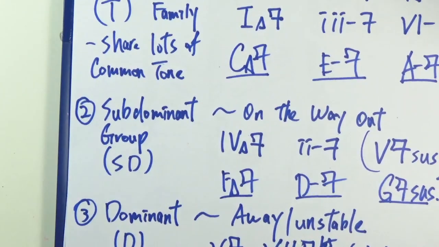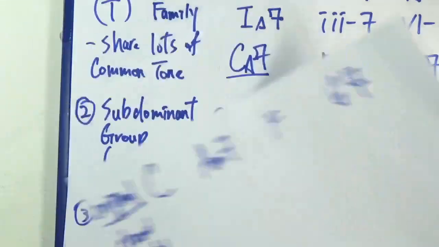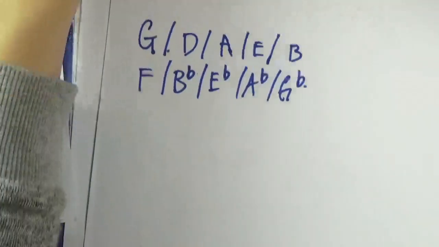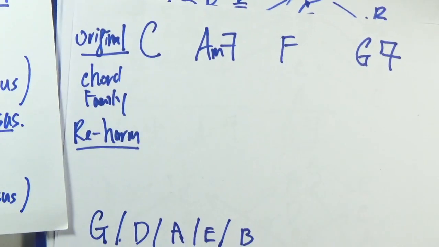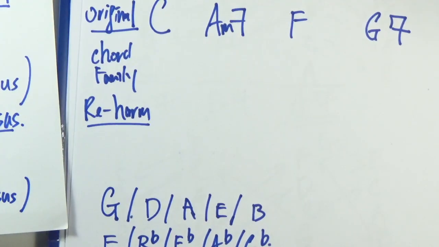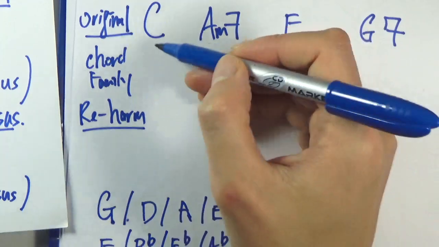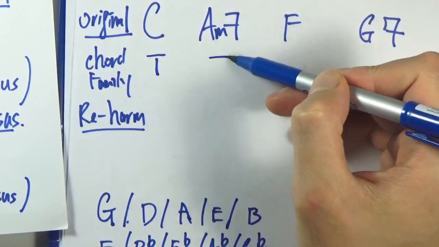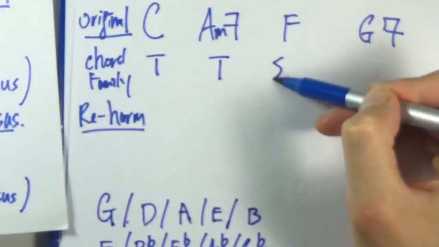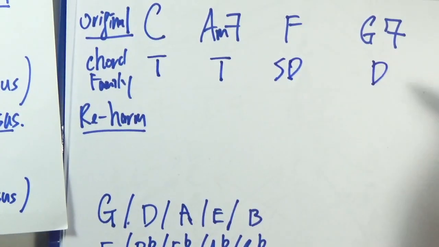And for example, let's just work out a very simple example here to see how it is actually used. We have a chord progression here: C, A minor, F, G7. First step, we want to determine the chord group. So C is in the tonic group. So T, A minor 7 in the tonic group, F subdominant, and G7 a dominant chord group.